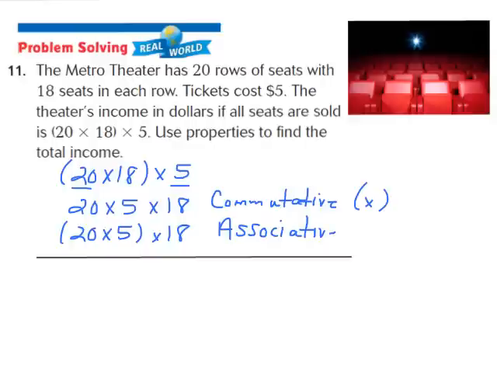Now when I look at what I have, I know that 20 times 5 is a problem that I can work out very easily using mental math. 20 times 5 is going to give me 100, and now I have to multiply that 100 times 18. Well, what I know is 1 times 18 is going to give me 18, and I'm left with 2 zeros to add on to that. So 100 times 18 is going to give me $1,800 as my answer.